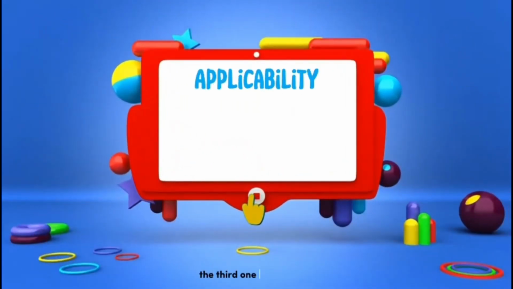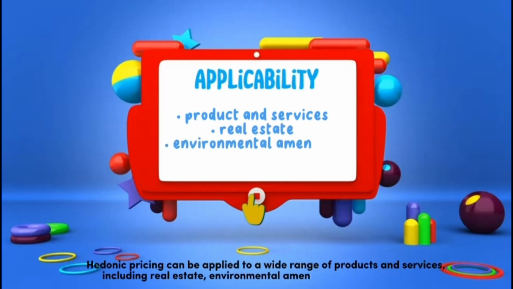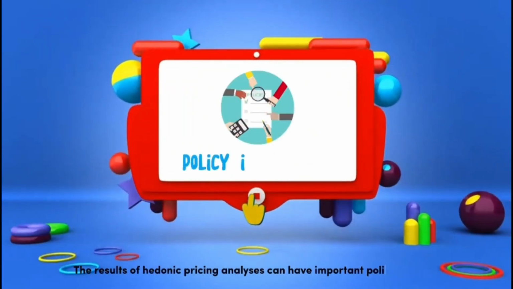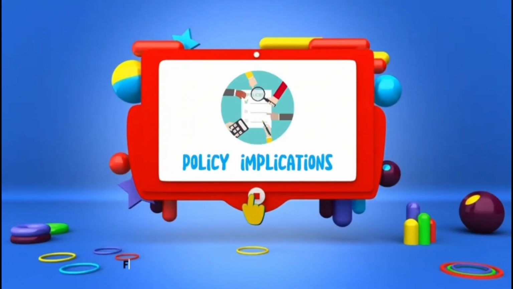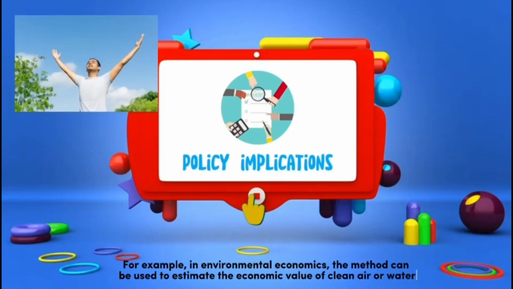The third one is applicability. Hedonic pricing can be applied to a wide range of products and services, including real estate, environmental amenities, and durable goods. The results of hedonic pricing analysis can have important policy implications. For example, in environmental economics, the method can be used to estimate the economic value of clean air or water.